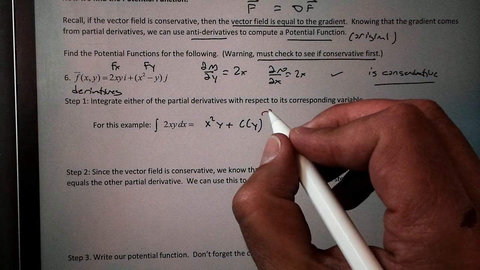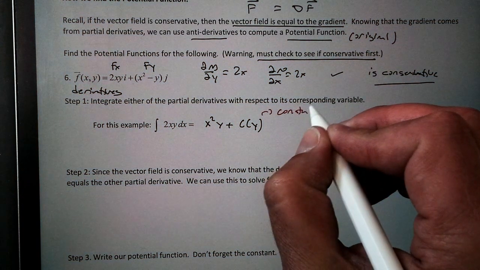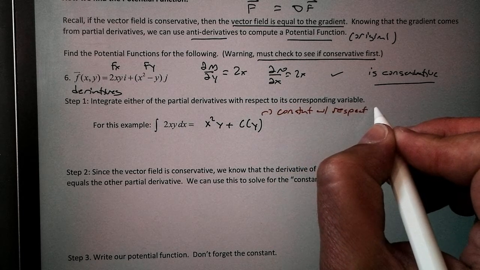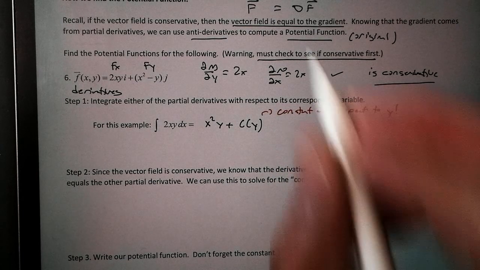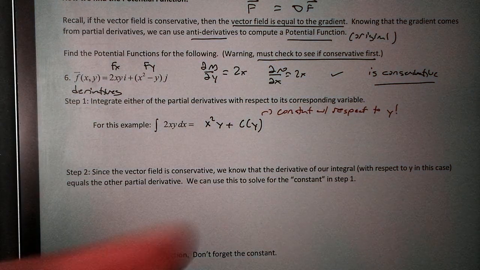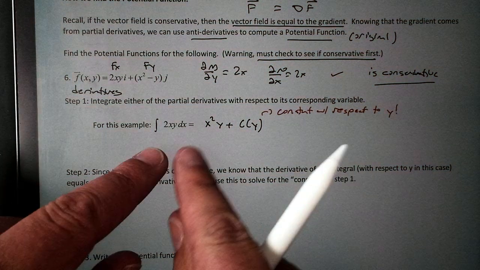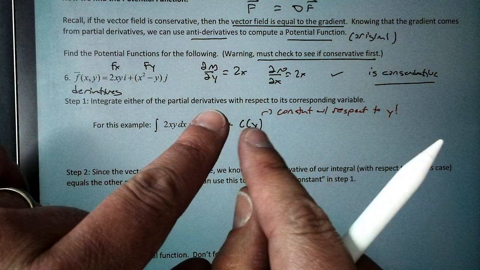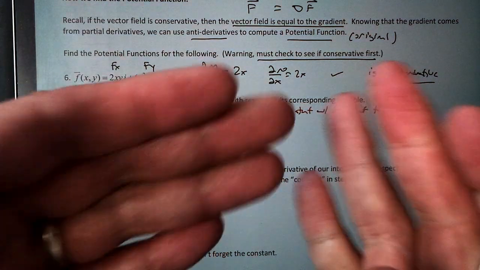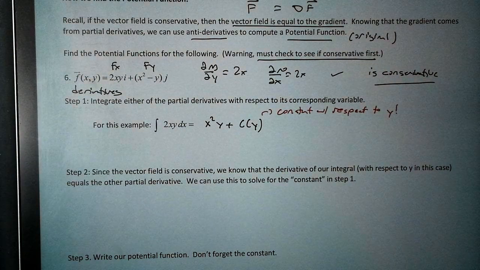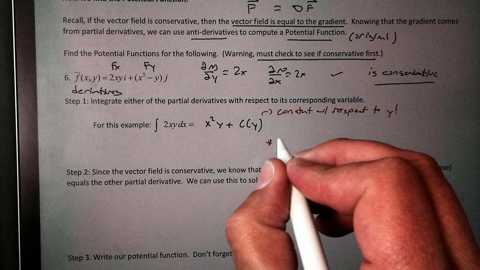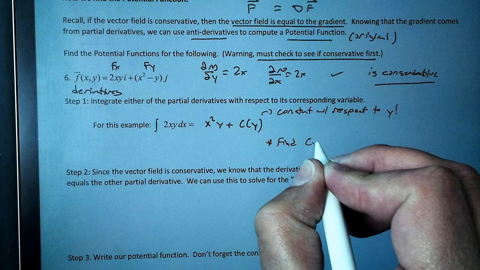This is some constant with respect to y. We talked about this in a previous video, you might recall. The reason why this is with respect to y is because if I took the derivative with respect to y, anything that has just a y in it or just a constant becomes zero. So we don't know what c of y is, and that's what we have to solve for next. We have to find c of y.